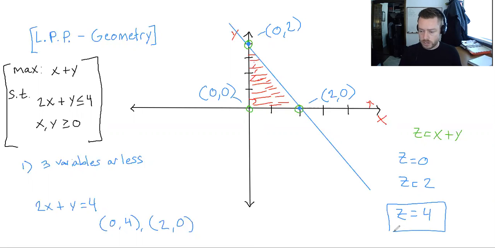Right? So it's not hard to tell that this one right here is the winner. That's one way you can use geometry to solve your linear programming problem. Just remember that you need 3 variables or less in order to do this. It can get a little bit more hairy when you have more constraints in there, but this is the main idea.